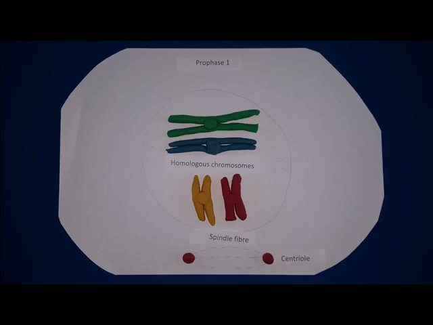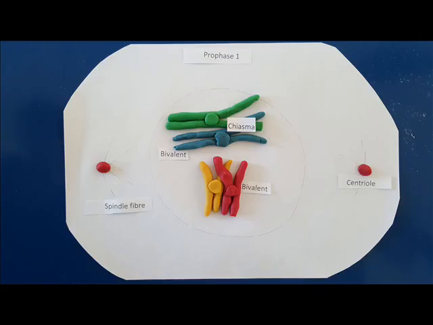Prophase 1. Inside the nucleus, chromosomes shorten and become visible as two chromatids joined by a centromere. Homologous pairs of chromosomes are now visible. The nuclear membrane in the cell and the nucleolus begin to disappear. The spindle starts to form.